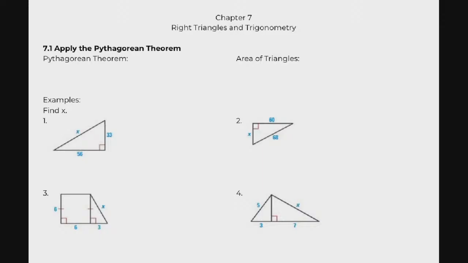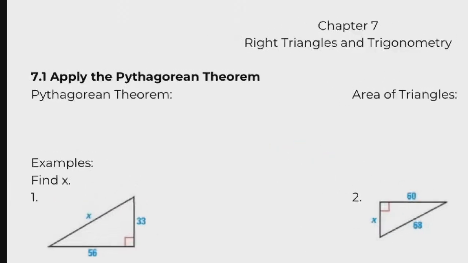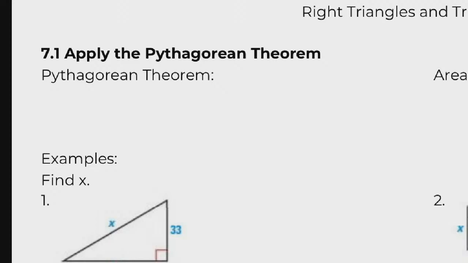Hello, today I'll be going over 7.1 and 7.2. 7.1 is apply the Pythagorean Theorem. This is for right triangles, so it needs to have a right angle. We'll call A and B the legs and C the hypotenuse. C is always the one across from the right angle, or the longest side.